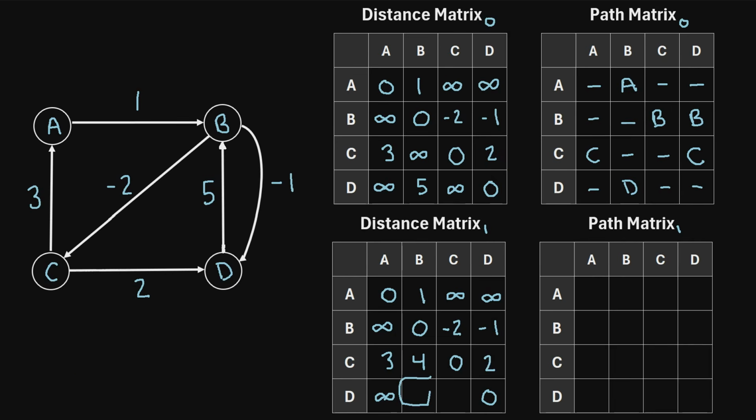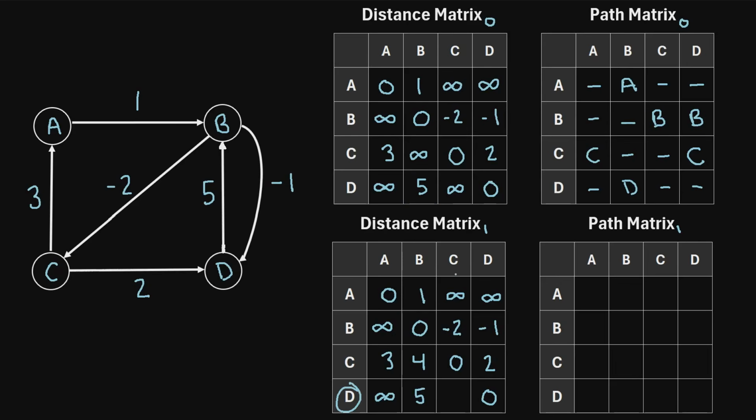And moving on to the next empty cell, from D to B, the current shortest distance is 5. But what if we try to go through node A? Would that produce a shorter distance? So from D to A, that's infinity. There's no current route from D to A. So that would be infinity plus, if we went from A to B, that has a distance of 1. So plus 1. So is infinity plus 1 any shorter than 5? No, it's not. So we'll leave 5 in the table.